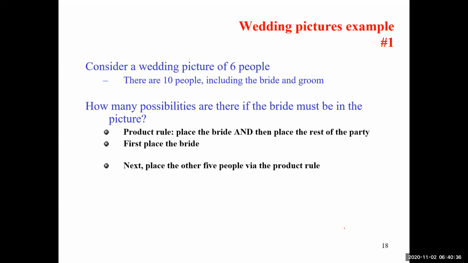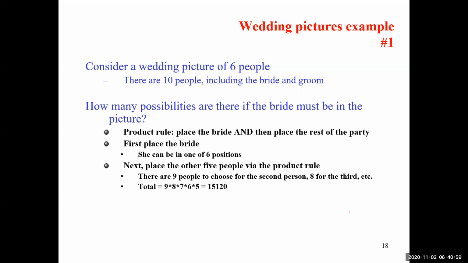Now the next 5 places can be occupied by the remaining people. Now there are 9 people remaining. So if the first place is occupied by the bride, the second place would be occupied by one of the 9 people, which means there are 9 ways. The third by one of the 8 people, fourth by one of the 7 people, similarly 6 and 5 people. So it will be 9 into 8 into 7 into 6 into 5. These are the ways the remaining positions can be occupied. The total number of possibilities is 6 into 15,120. That is 90,720 possibilities.